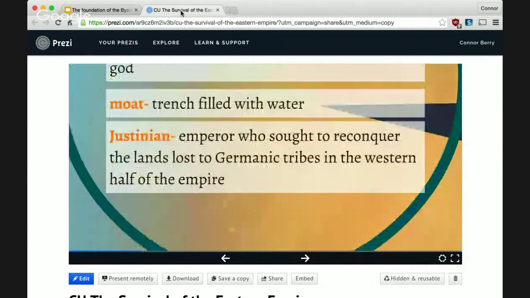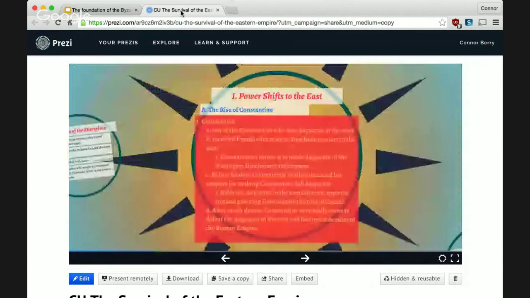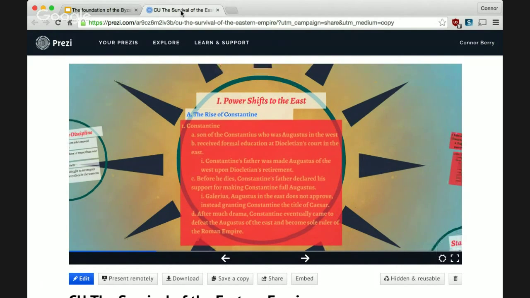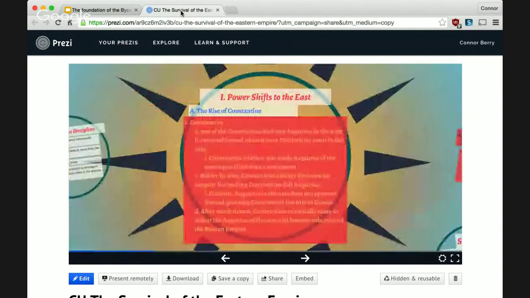All right, I'm going to continue on with the Prezi. We just talked about our language of the discipline. Now we're getting into our actual details. So the first section is talking about power shifting to the east and the rise of this person called Constantine. Now, Constantine was the son of another person in the Roman Empire, and this person was the actual Augustus in the West. Augustus, remember, named for Augustus the Caesar, the emperor, and so he was the son of an emperor.